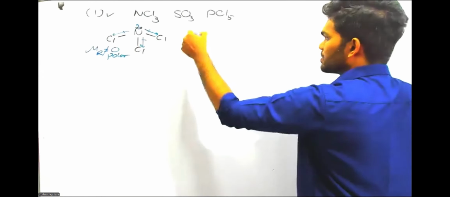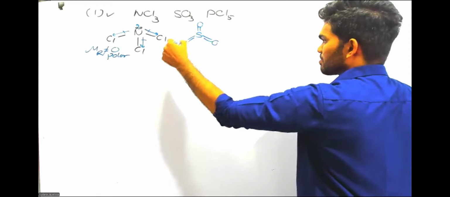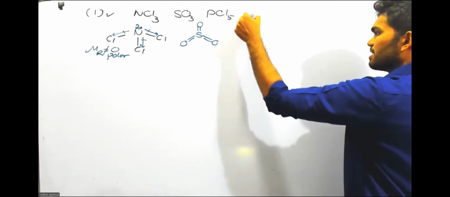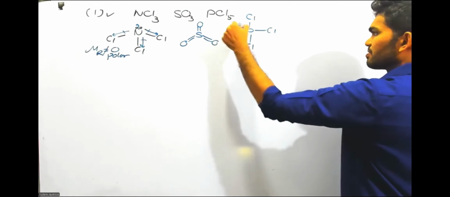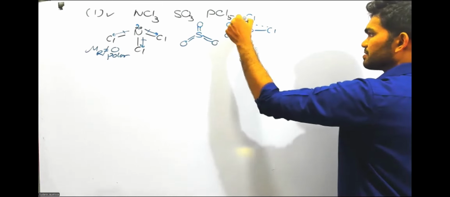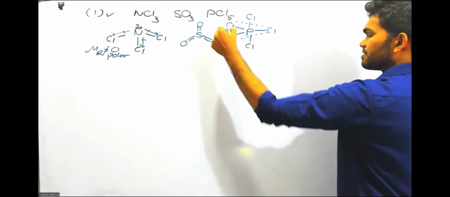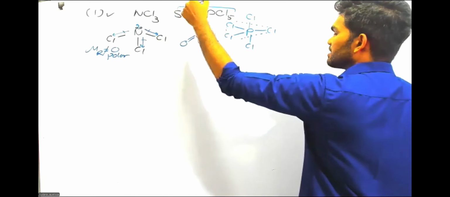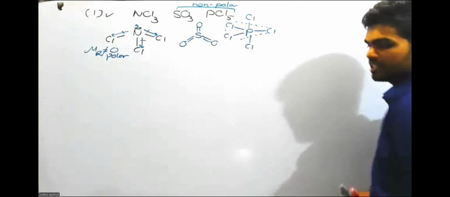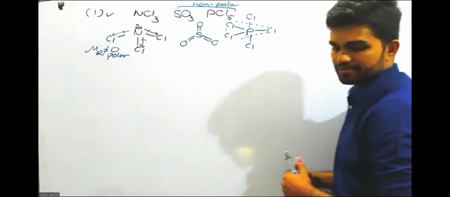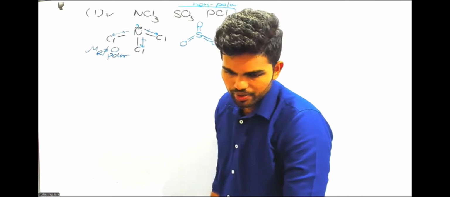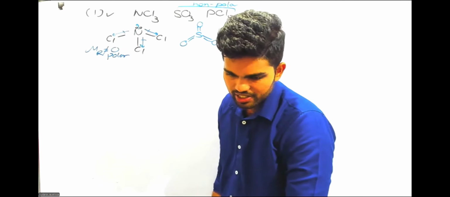But if you take other molecules like SO3, it's trigonal planar, so dipole moments are cancelled. And in PCl5 also, dipole moments are cancelled. Understood? So both those two molecules are going to be non-polar, while your NCl3 is polar. So that's a good statement, no? So you have given some answers. We'll see whether they are correct, okay?